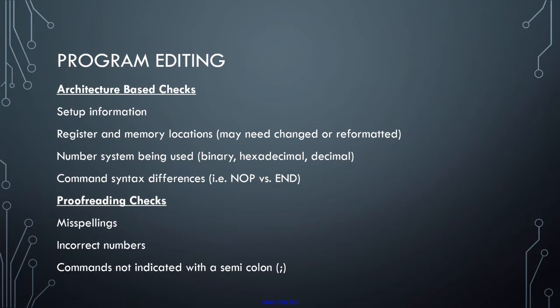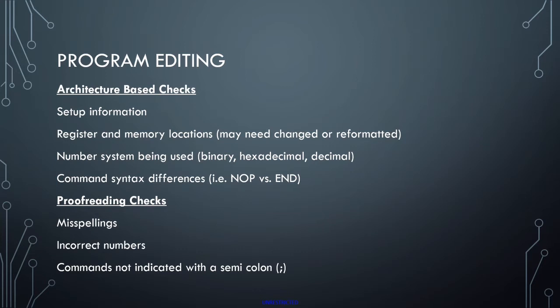Besides architecture-based checks, there's also a few proofreading checks to be aware of, and you may have already encountered these in building your own codes, but just a reminder, when you're editing somebody else's code, or even if you are testing a code off the internet and you're making changes to it, you may need to do some proofreading. So proofreading checks include misspellings. Commands could be simply misspelled, and that could be what's tripping you up. There may not be a syntax difference, but it just may be a spelling difference or a misspelling.